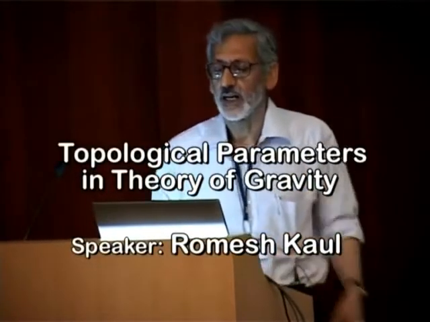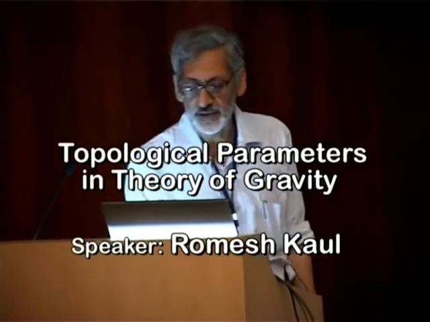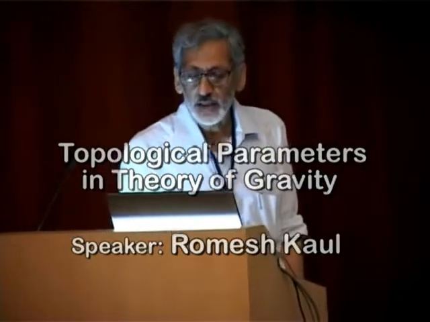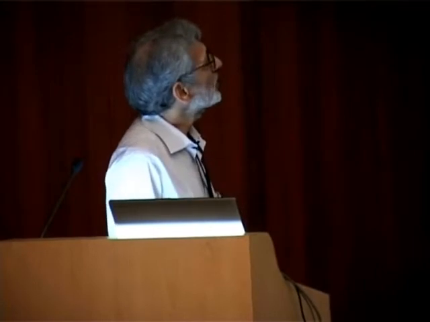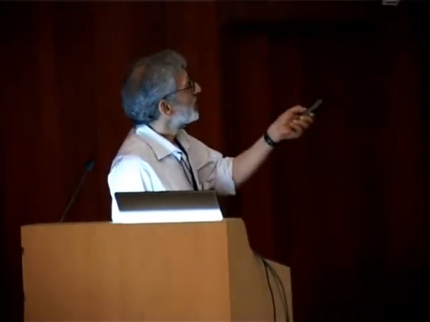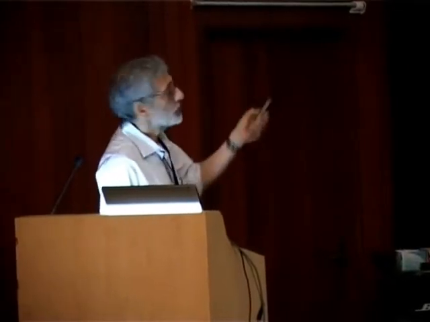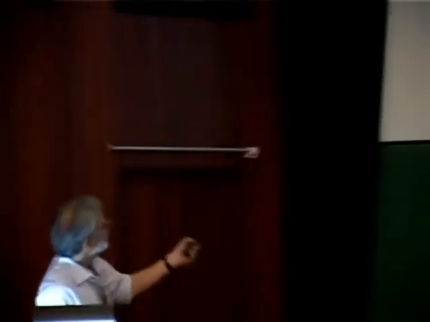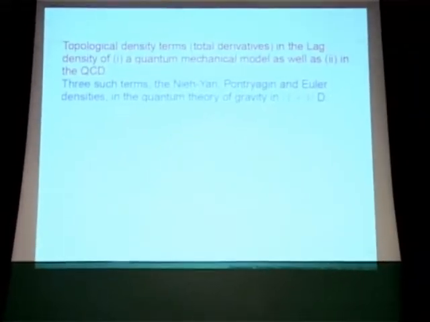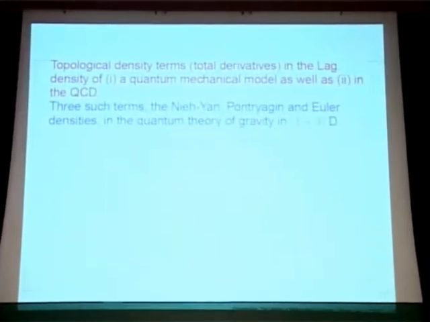So I'll talk about topological parameters in theory of gravity. The outline of my presentation is that I'll discuss briefly topological density terms, which are total derivatives in the Lagrangian density of a quantum mechanical model, as well as in QCD. And then I'll make a case that there are three such terms in a theory of quantum gravity in 1+3 dimensions. These three terms are given names: Nieh-Yan, Pontryagin, and Euler densities.